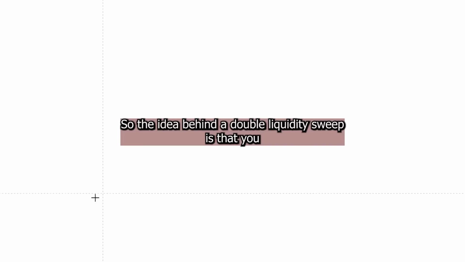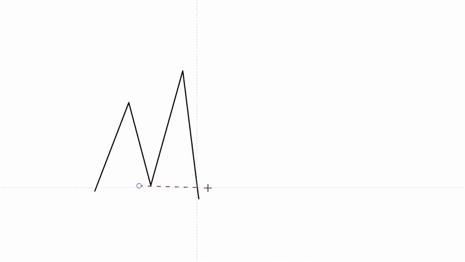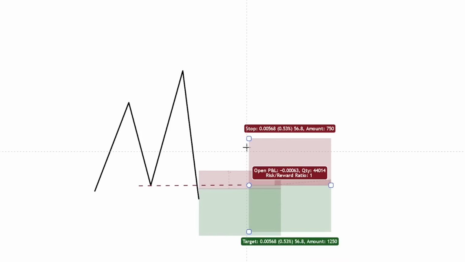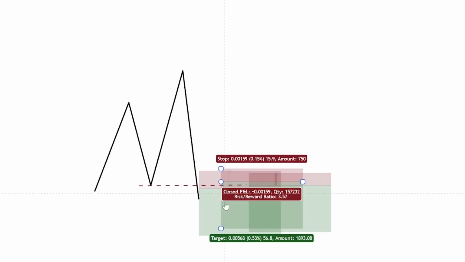So the idea behind a double liquidity sweep is that you have your swing and now you have a swing being broken. So what happened here? What happened here is that retail traders start thinking that price is going to change character and sell orders are coming in. More sell orders are coming in and so on, for price to simply do what? Come back inside of the range.